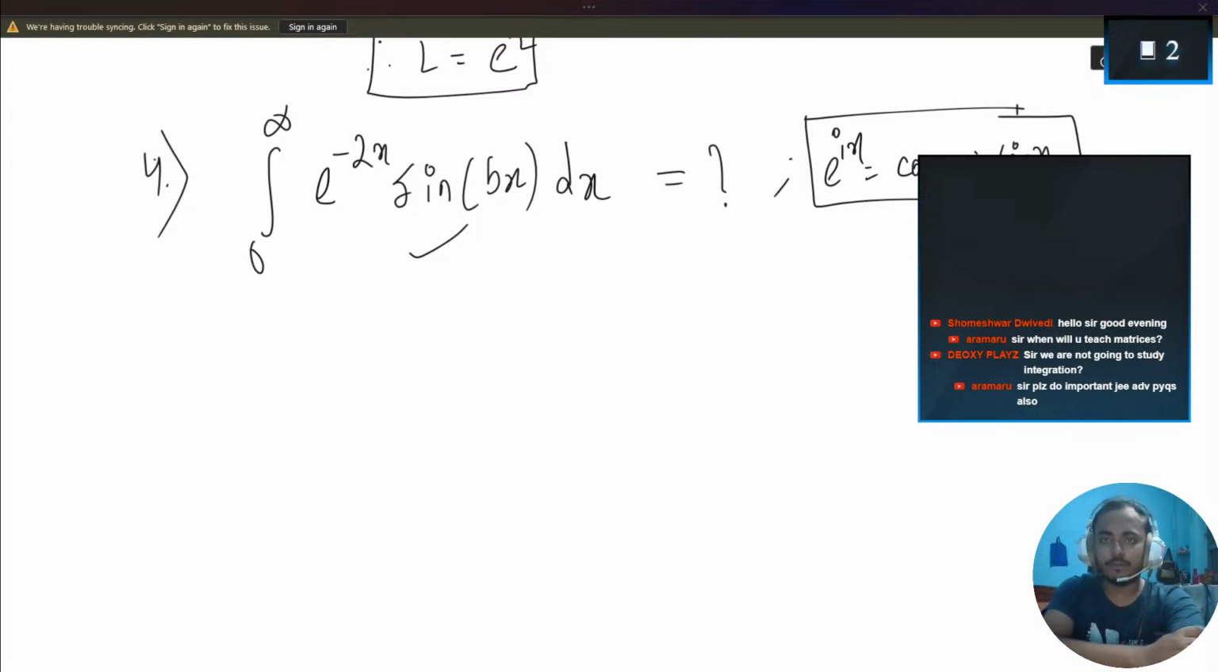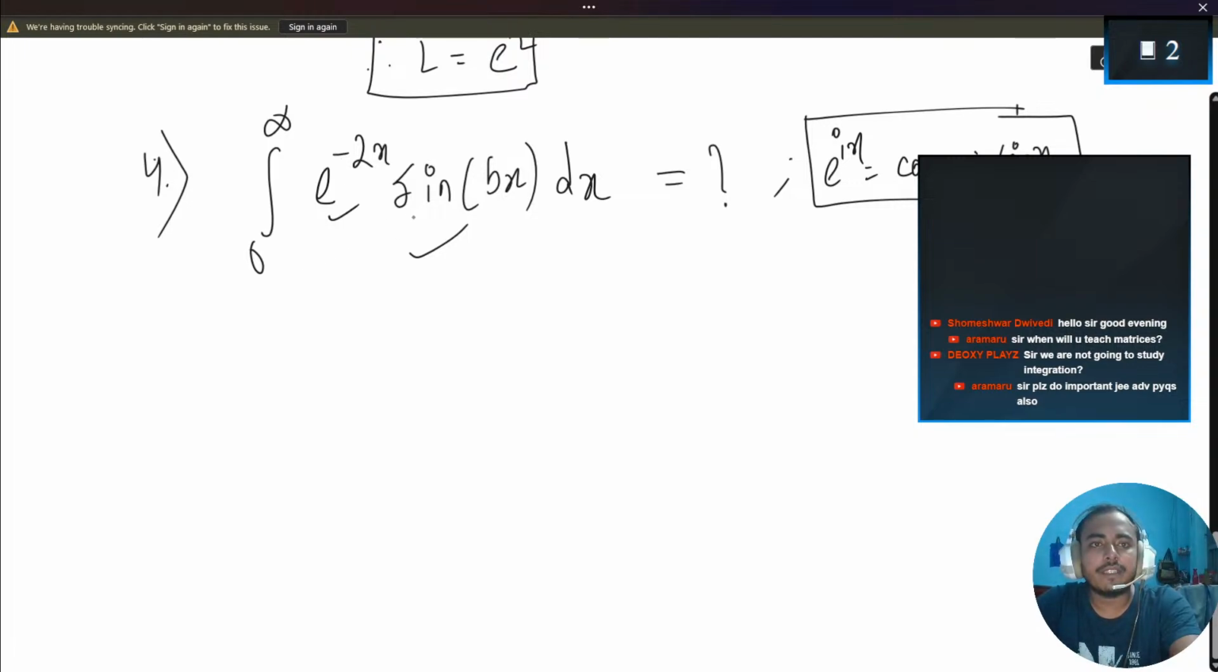Yes. We will also do a lot of PYQs actually. These questions I've already selected before, so I'm going to basically do them. And if you have any additions, you may post them in the chat. I will also do and explain those questions as well. But this is the basic idea: integral from 0 to infinity of e to the power minus 2x sine of bx dx. This is basically the integral.